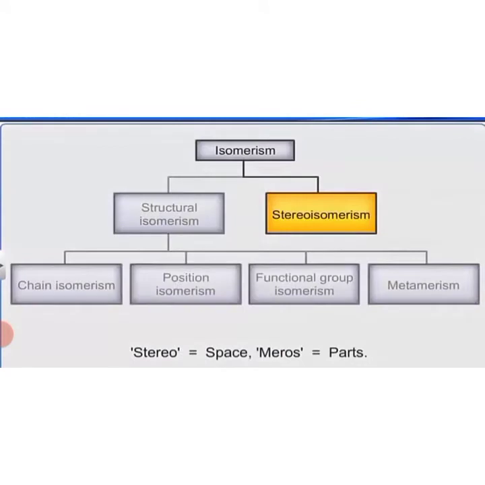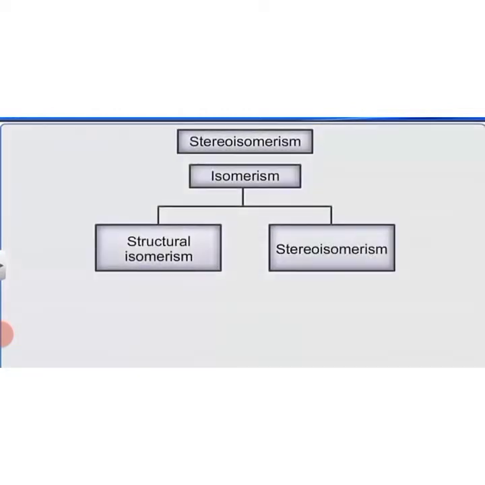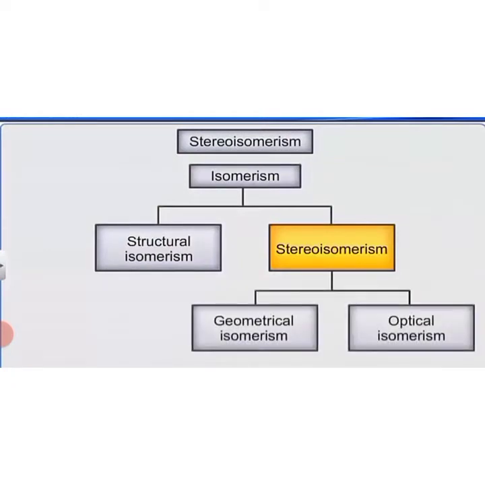Now let's look at stereoisomerism. In Greek, stereo means space and meros means paths. The isomers which possess the same structural formula but differ in three-dimensional arrangement of atoms or groups in space within the molecule are known as stereoisomers, and the phenomenon is called stereoisomerism. Stereoisomerism can be of two types: geometrical isomerism and optical isomerism. You'll learn about these stereoisomer types in higher classes.